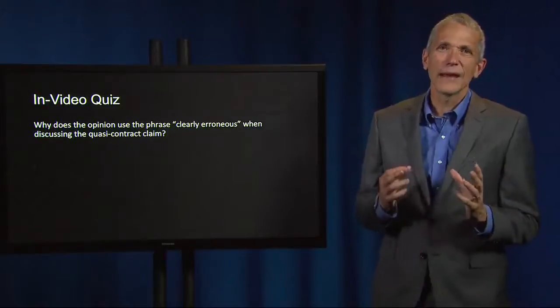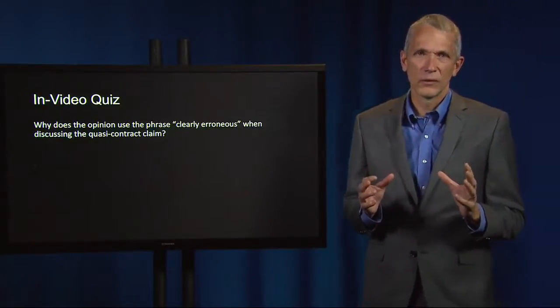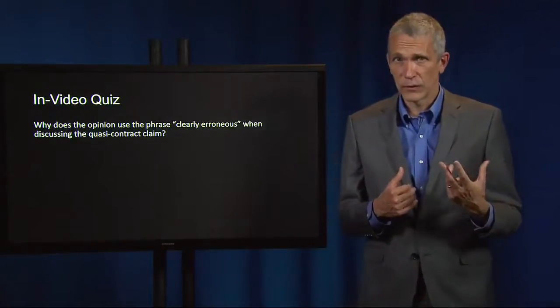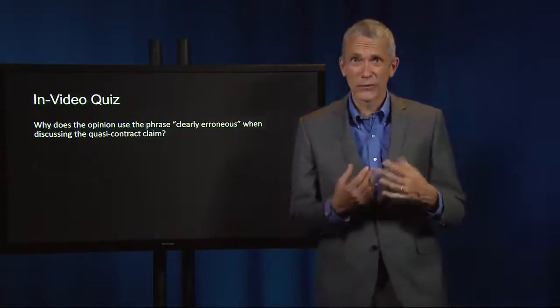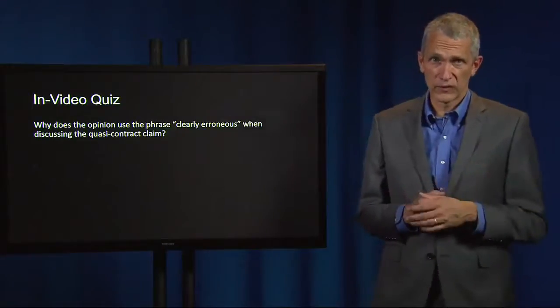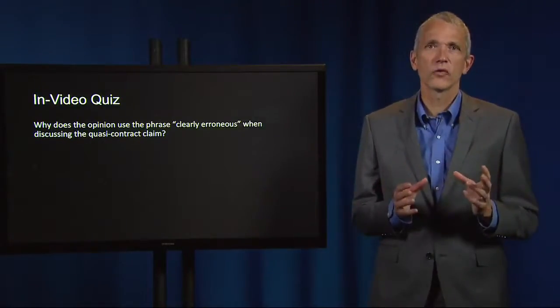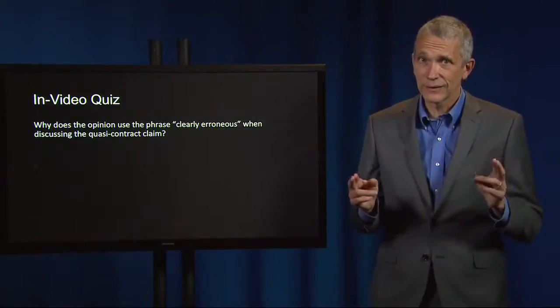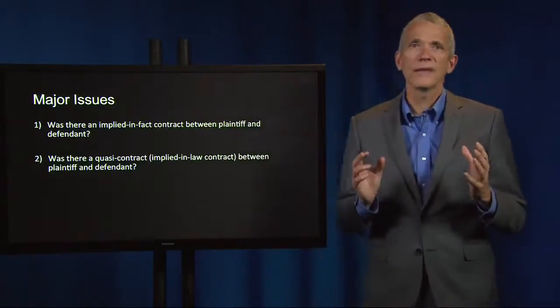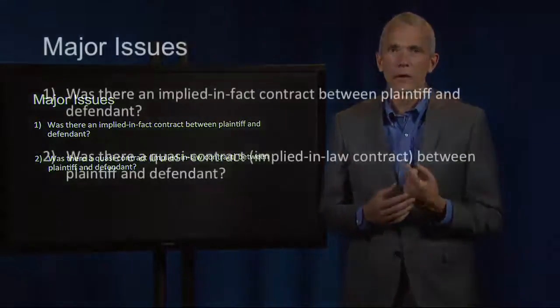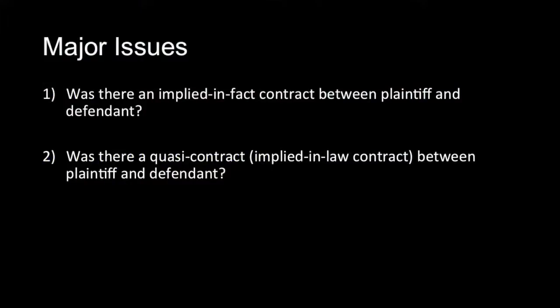Well, this is a standard of review for factual issues, the clearly erroneous standard of review, which is in contrast and distinct from the de novo standard for reviewing questions of law. An appellate court should only set aside a factual finding of a trial court if that finding is clearly erroneous. So in this case, there are two major issues. First, was there an implied in fact contract between the plaintiff and the defendant? And second, was there a quasi-contract or a contract implied in law between the plaintiff and defendant?